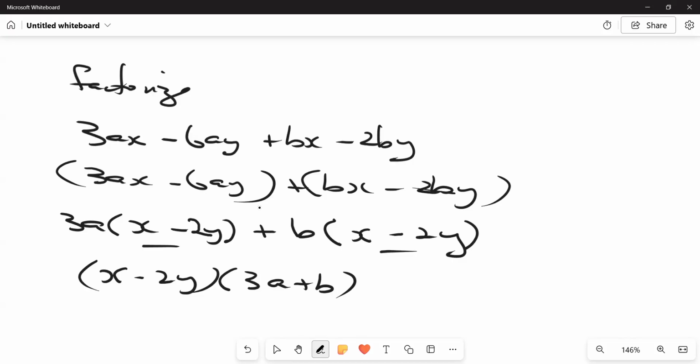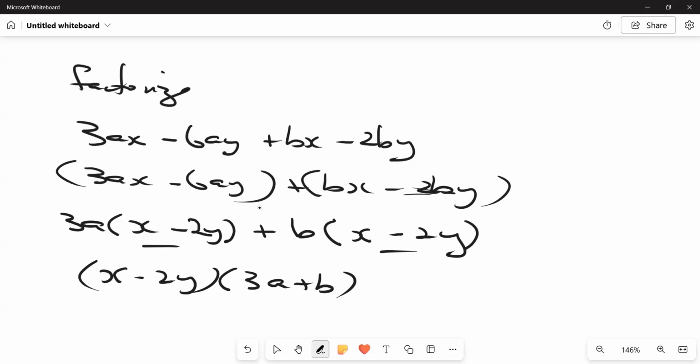You look for the highest common factor, which is 3a, right? 3a can divide this expression and this expression. So 3ax divided by 3a will give you x, right? Bring back the minus sign there. 6ay divided by 3a will give you 2y, right? You can multiply back and see if you get that too, right?